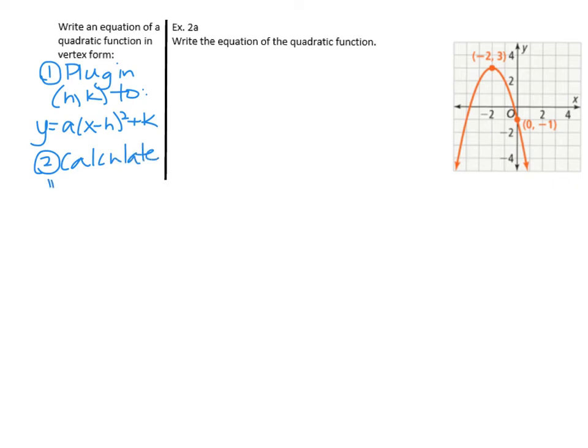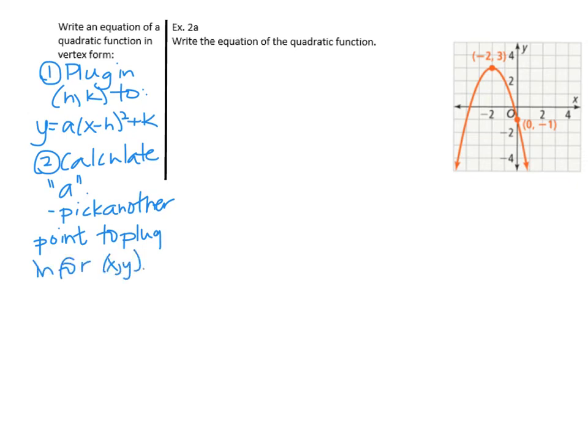Step 2, you want to calculate what that a value is. So we need to know, is it going to stretch or compress? If it opens upside down, that means a would be negative, that sort of thing. To do that, what you'll do is you'll pick another point to plug in for x and y. And then that will allow you to solve for your a value. Let's try our example on the right. Write the equation of the quadratic function.